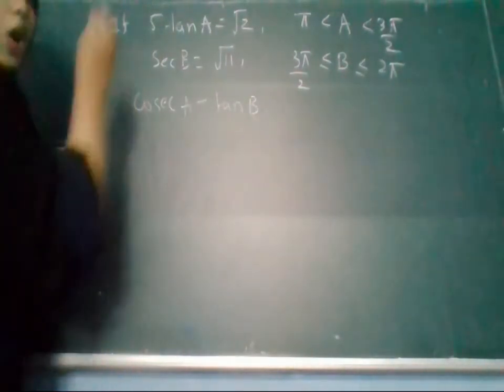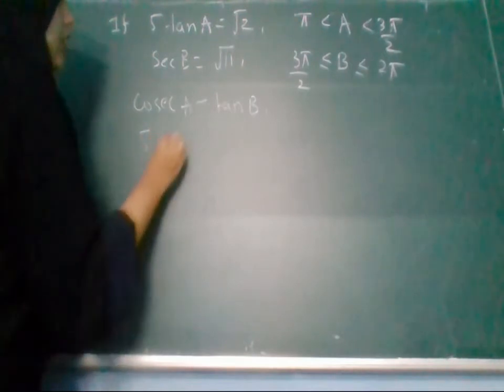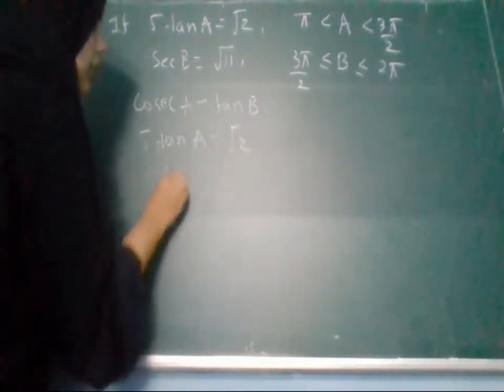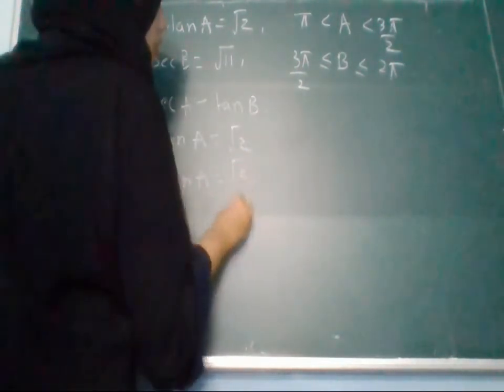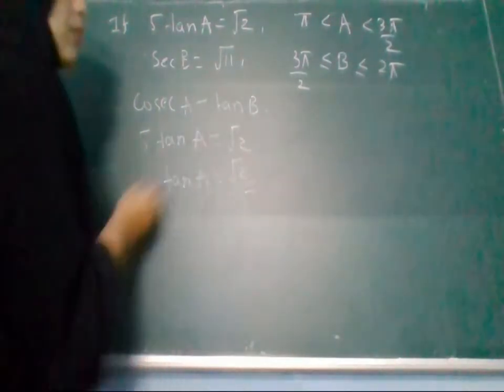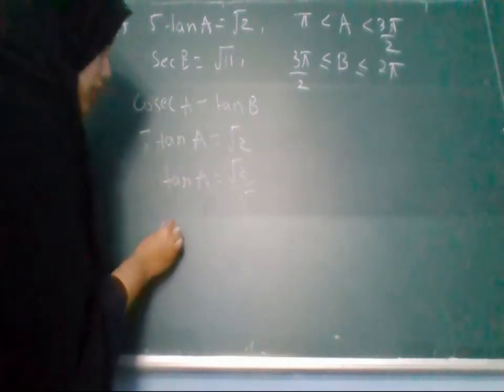So we will start the solution. Given, always write the given things. tan a is equal to root 2 upon 5. Okay, so if tan a is equal to root 2 upon 5, that means tan a and cot a are reverse of each other.